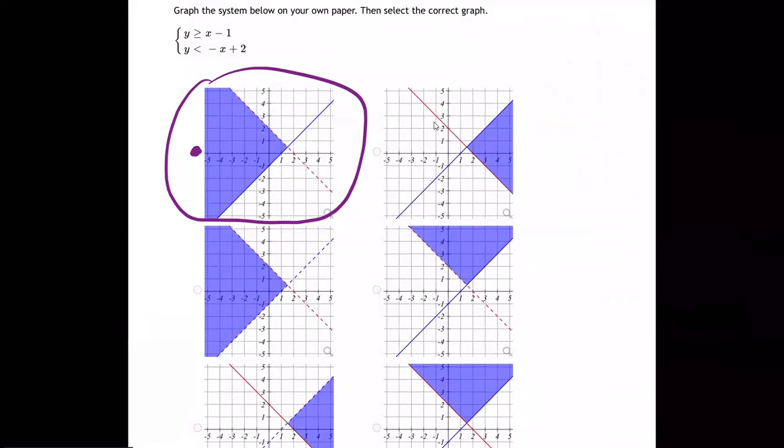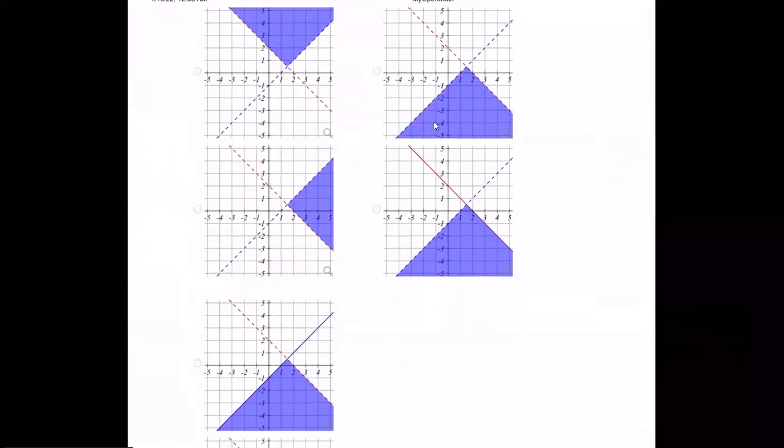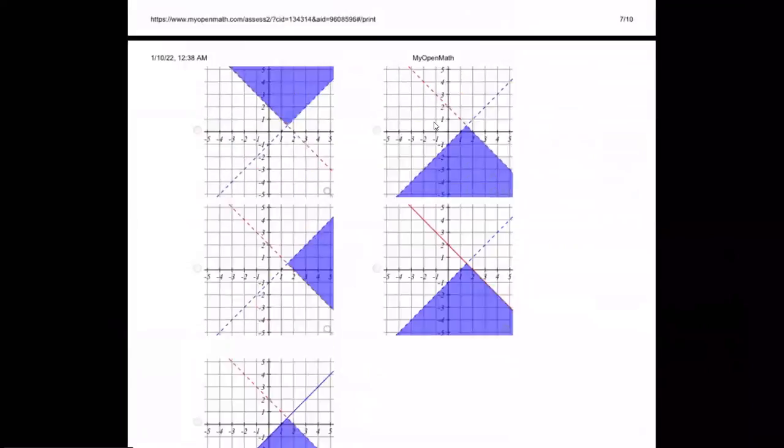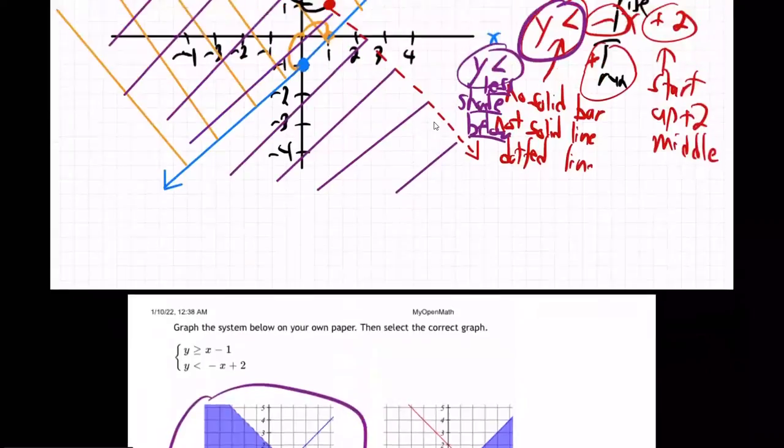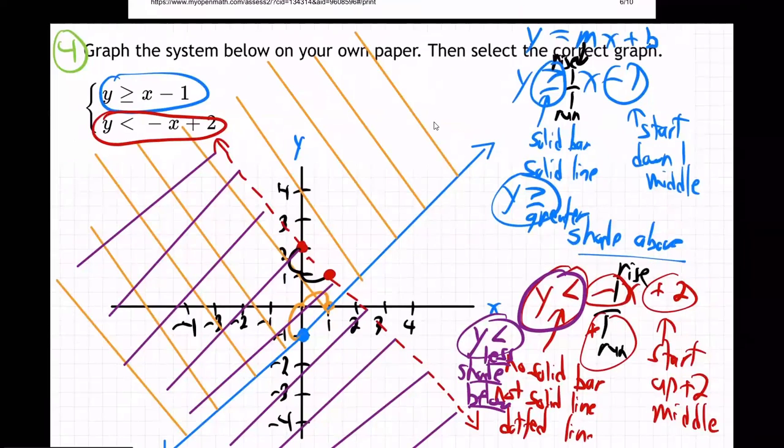Right? This is totally it. Shading here, solid line here, dotted line there. Yeah, that looks good. All these, this is 2 dotted, this is 2 solid. This is wrong shading, right? Shading's going to be the left. Yeah, that's it. Yeah, it's the very first option on that one. And so there we go.